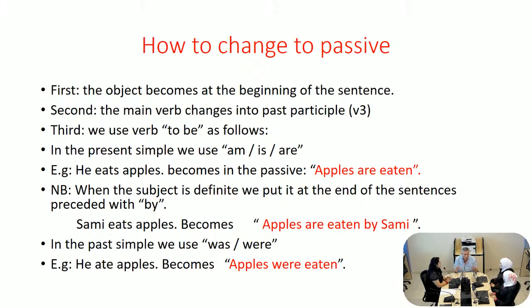Tenses. Between these two, we use verb to be as follows. In the present simple we use am, is, and are. For example, either am, or is, or are.